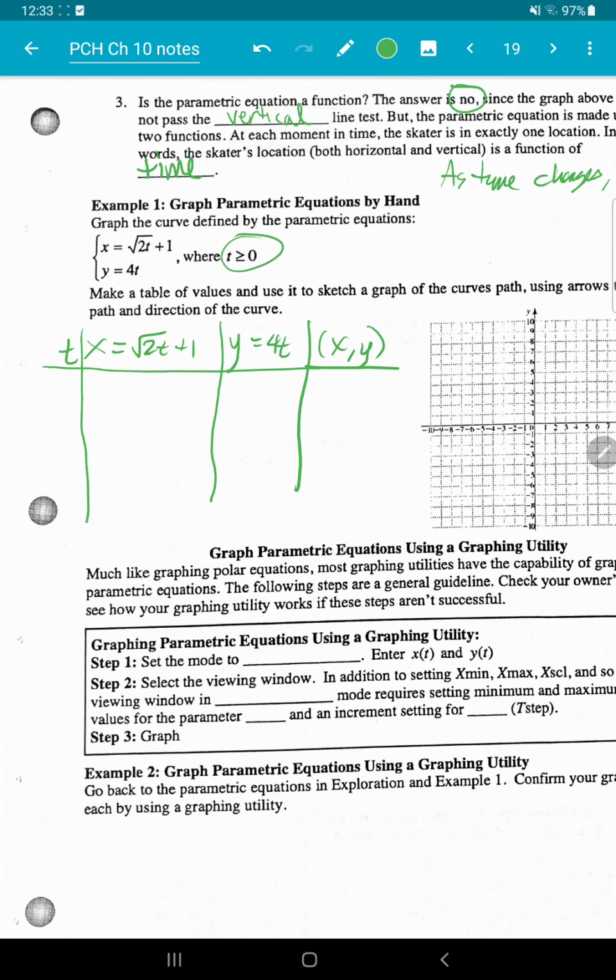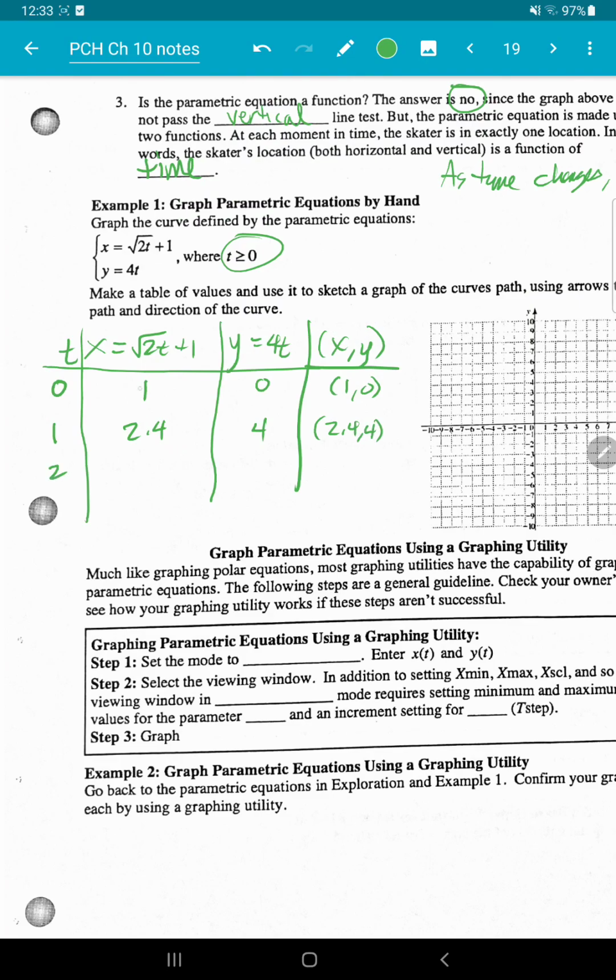All right, so let's go ahead and plug some numbers in. You see that the domain says that time starts at 0 and goes forward from there. So we'll plug in 0. When we plug in 0, we're going to get 0 plus 1, so we'll get 1. Here we'll get 0, so we'll get the point 1, 0. Then as we progress further, let's say we go to the t-value of 1. We're going to get root 2 plus 1. Root 2 is what, 1.4, so we'll get 2.4. And then here we'll get 4, so we'll get the point 2.4 comma 4.